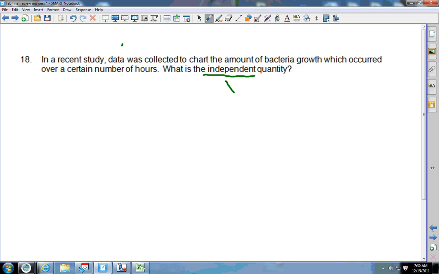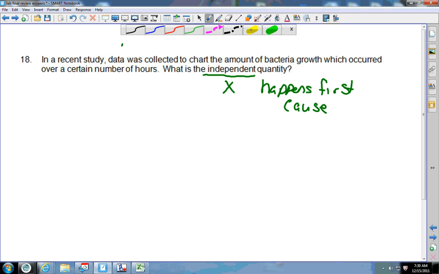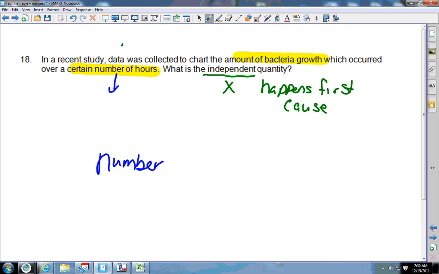You need to remember that independent is x. This is the thing that happens first. It's the cause. That's another way to think of it, the cause. Well, first off, the two things that they're talking about are bacteria growth and a certain number of hours. My independent variable is going to be the hours, because as the hours go on, what happens to the bacteria? It grows. So the thing that's happening first is going to be the number of hours.